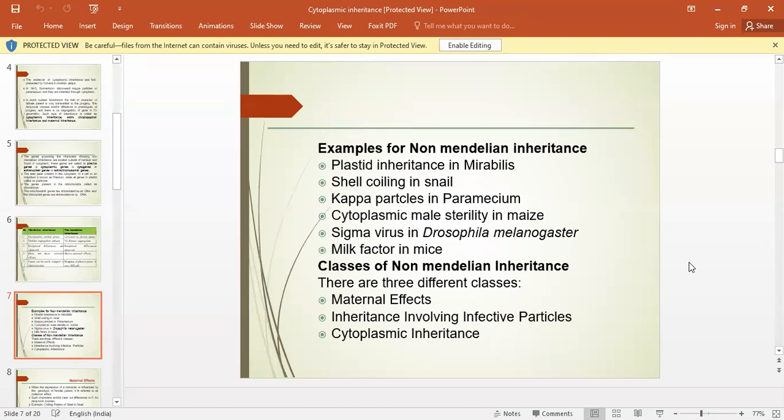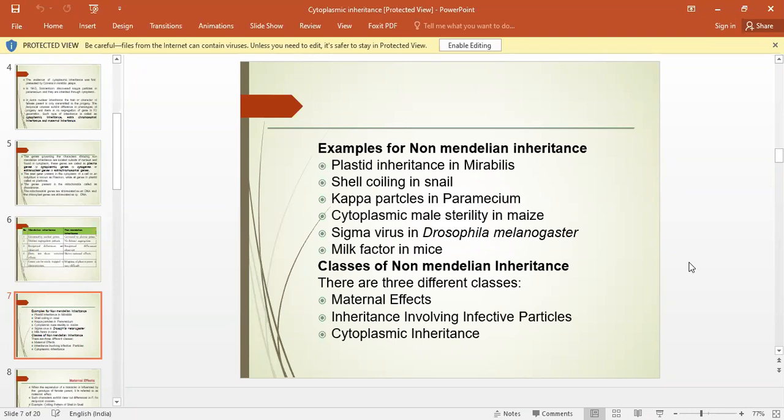So in your study, we are going to see the first three examples, means plastid inheritance, shell coiling, and kappa particle in the paramecium. Okay, so cytoplasmic male sterility in maize also I have notes. I will explain it very shortly.